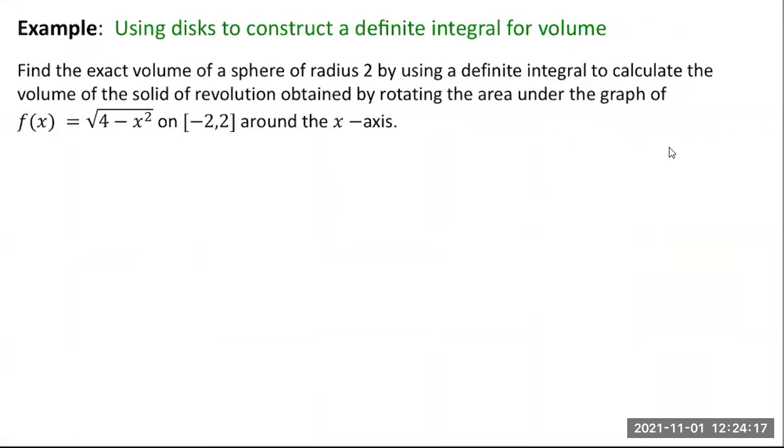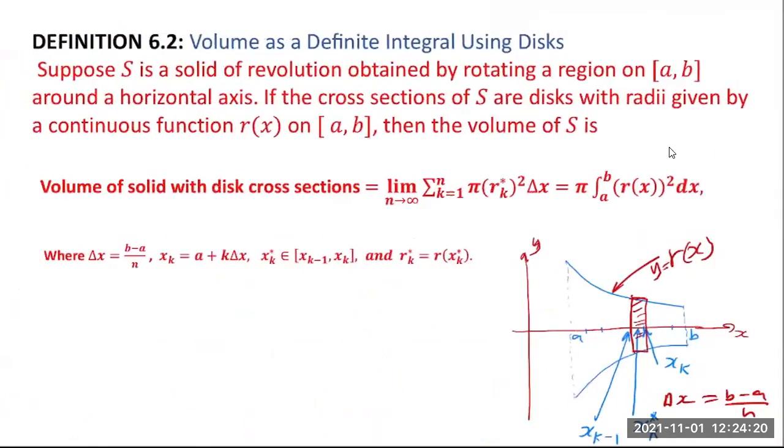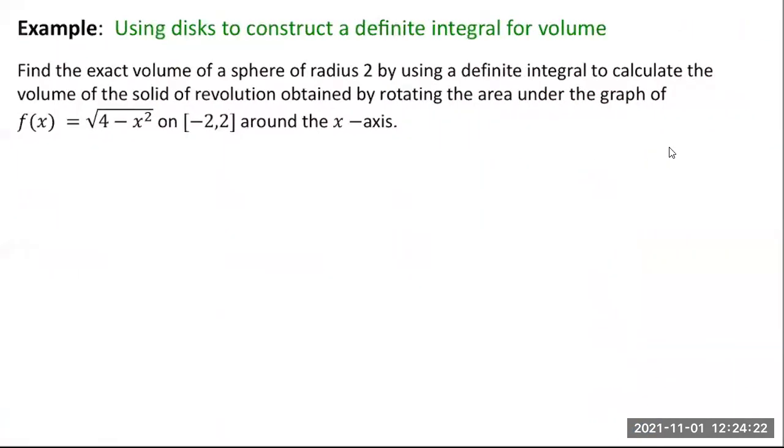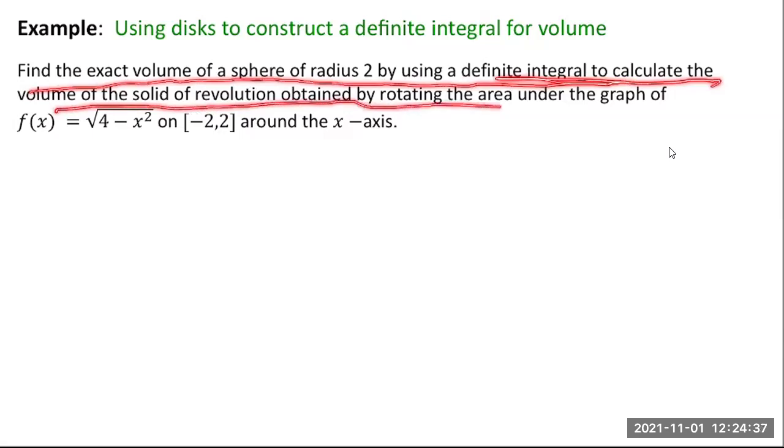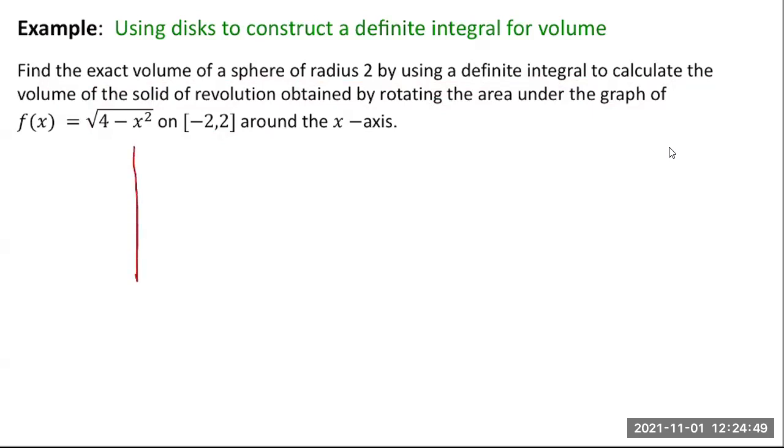Okay, let's look at an application of that definition now. Here is the example that I want to go over. Find the exact volume of a sphere of radius 2 by using the definite integral to calculate the volume of the solid of revolution obtained by rotating the area under the graph of f of x equals square root of 4 minus x squared on the interval [-2, 2]. Basically, this is the same example that we took at the beginning.